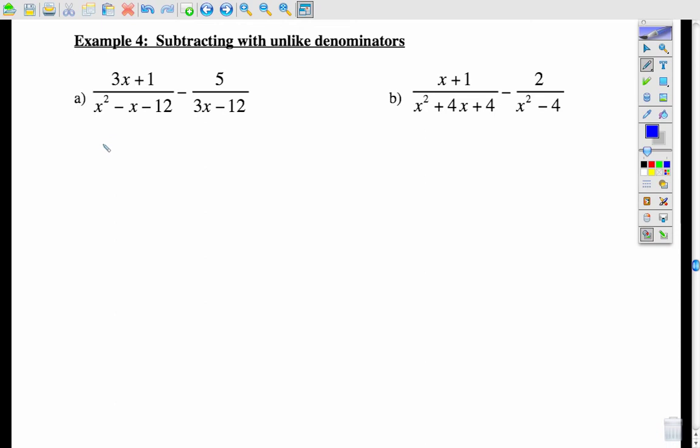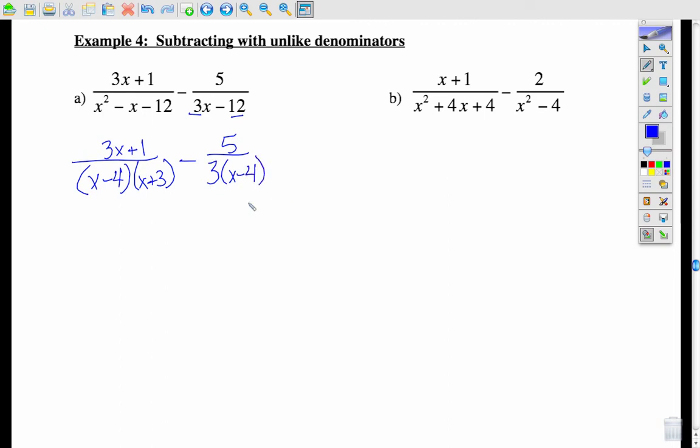All right, last two examples. And then I'm going to have you try these checkpoints down here. I am going to factor the bottom. So I have a 3x plus 1 all over x minus 4, x plus 3.